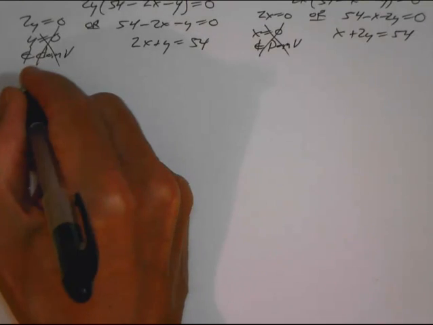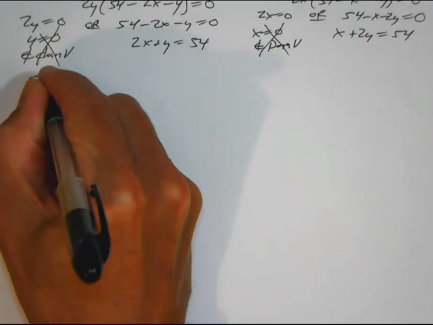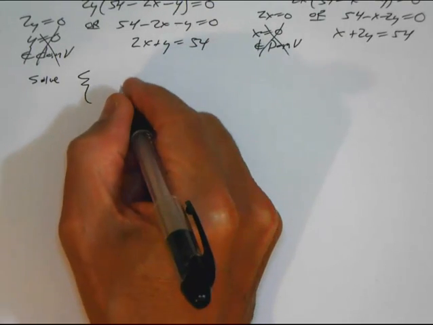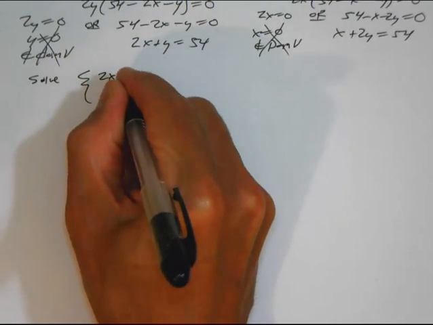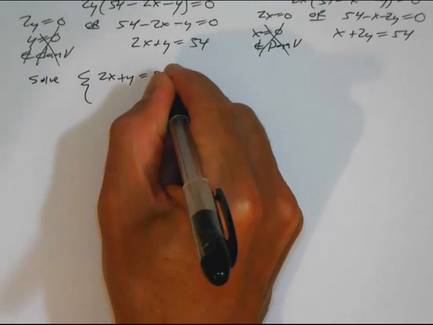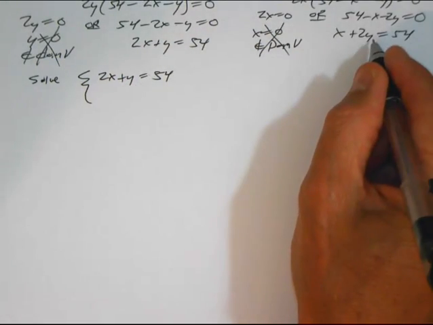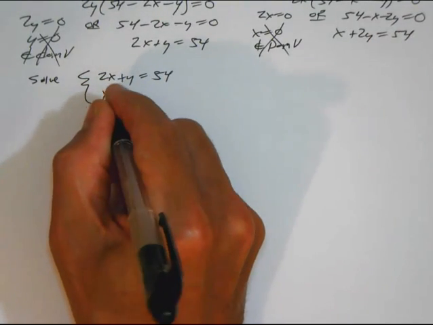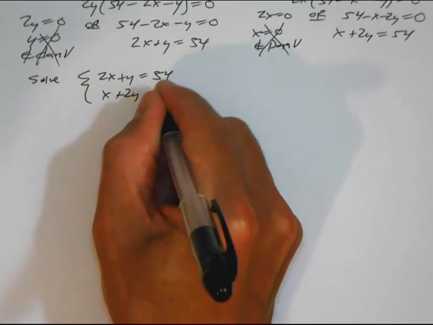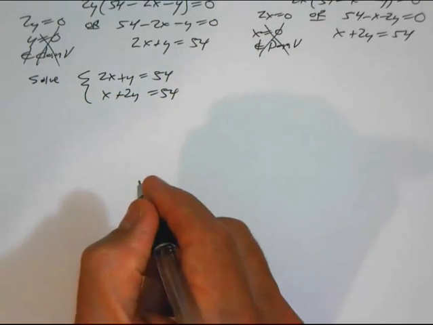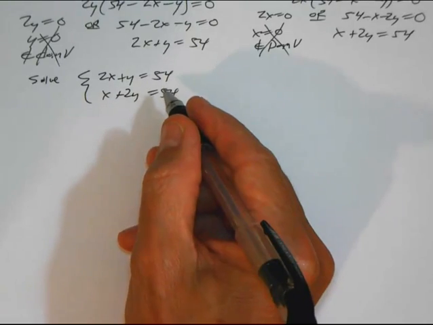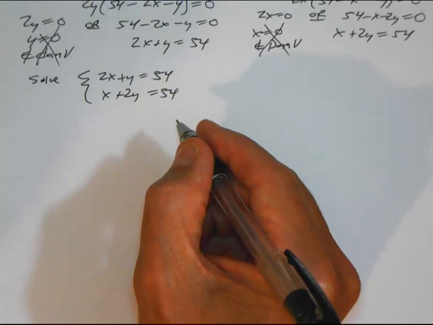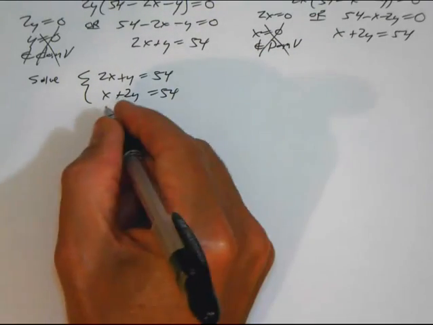Alright, so we need to solve a system. dv dx equals 0: 2x plus y equals 54. And our partial of v with respect to y equal to 0. We found that only occurs when we have x plus 2y equaling 54. Okay, as far as the system goes, it's a linear system, 2 equations. Okay, not bad. We can solve with a pretty easy elimination method.